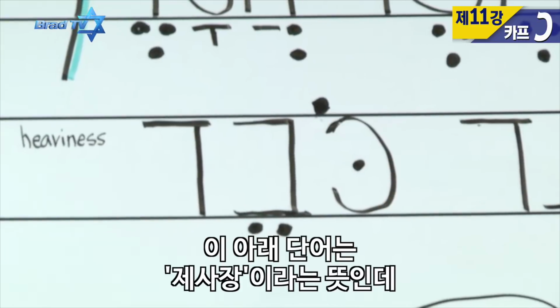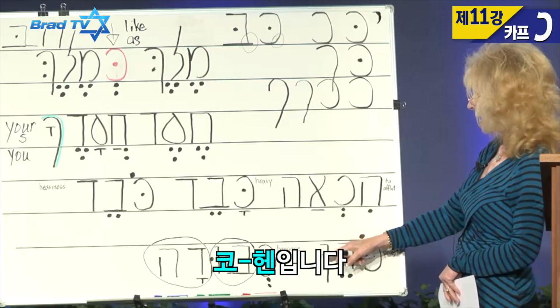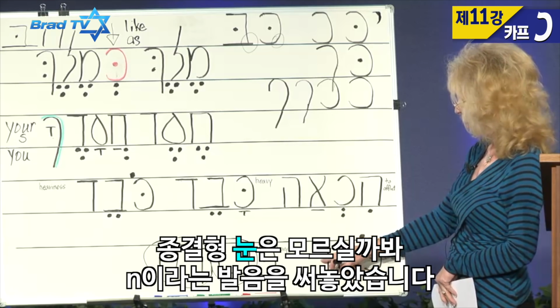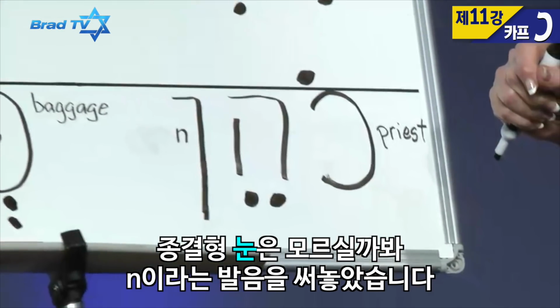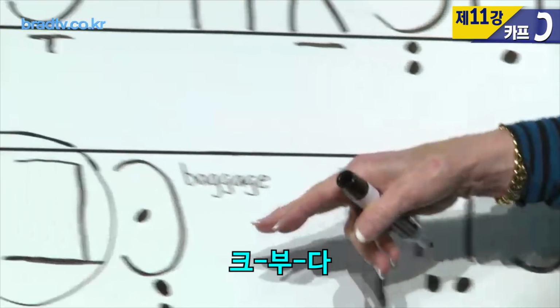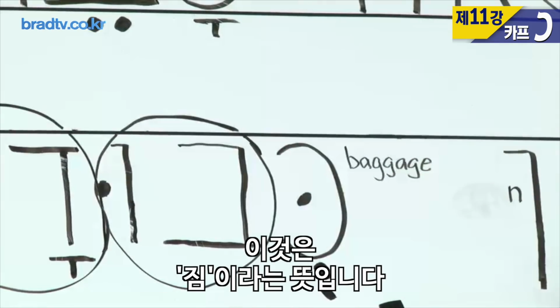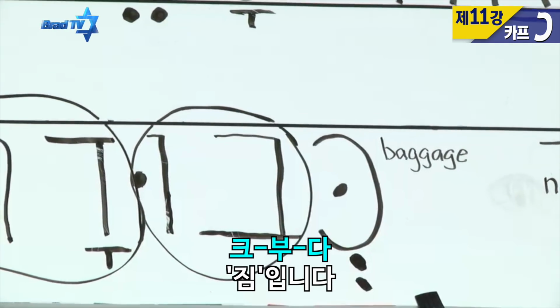Okay, the next one, this one means priest, so it's kohen. This is a final nun. I just put that little N there so you could see the sound that that makes. Kohen is priest, and kavuda is baggage. Kavuda, baggage.